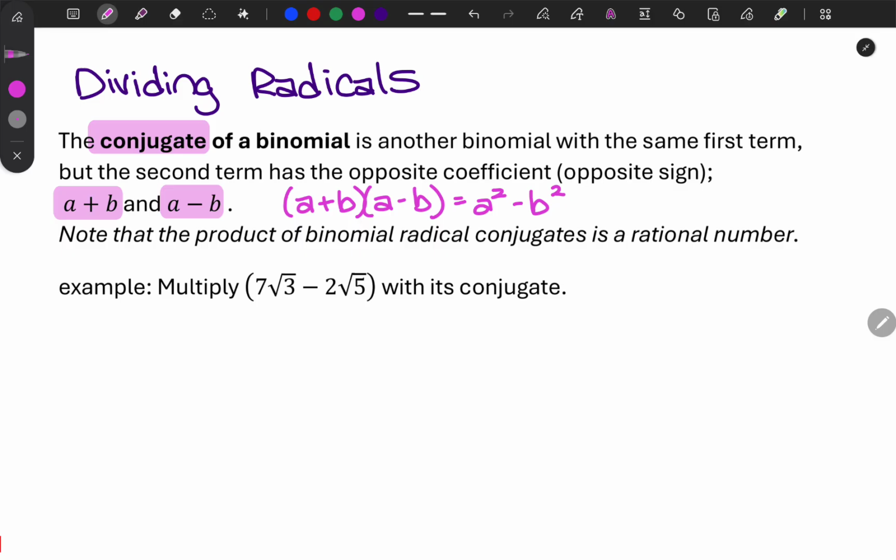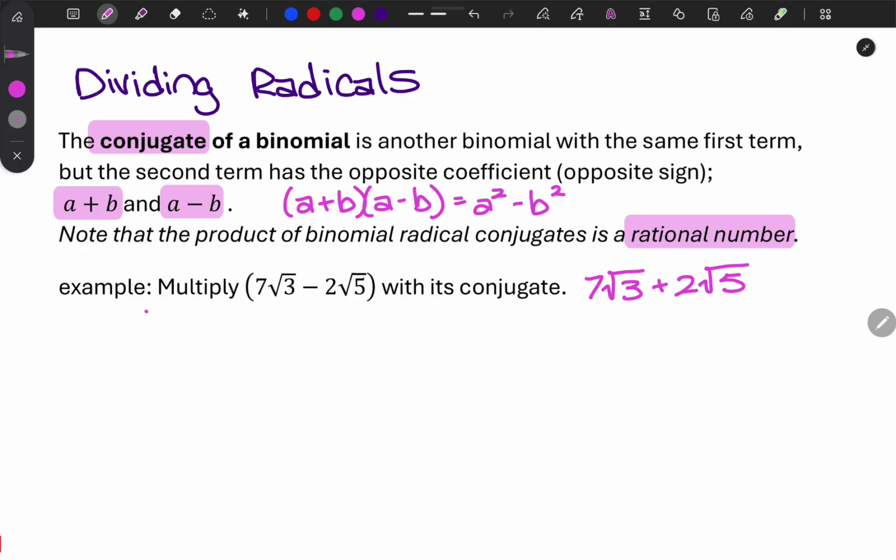Because of this, if we apply the conjugate to something with square roots, when we do that squaring, we're actually going to result in a rational number. And this allows us to not have a radical, for example, in the denominator if we don't want one there. So let's take a look at how this would work if we want to multiply something by its conjugate. The conjugate of 7 root 3 minus 2 root 5 will be 7 root 3 plus 2 root 5. So the same a and b term, but the opposite sign in the middle.